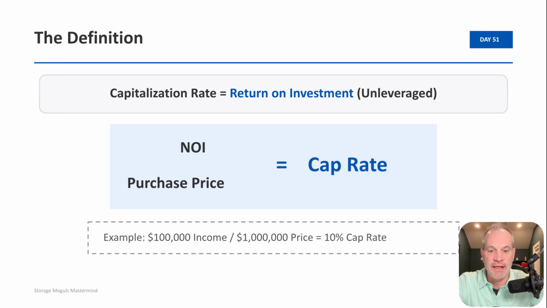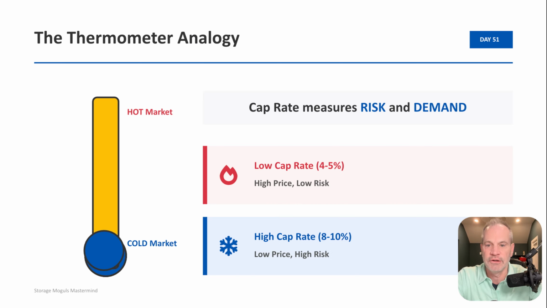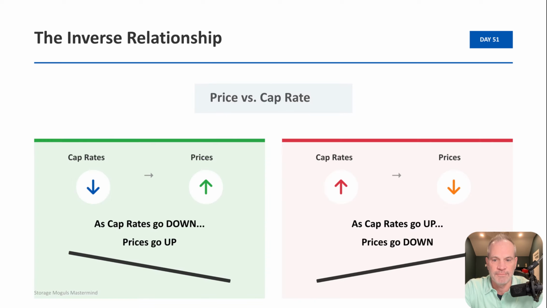So let's use an analogy to make the concept even clearer for you. Think of the cap rate like a thermometer for the real estate market. A low cap rate, say 4 to 5%, indicates a hot market with high prices and lower perceived risk. Conversely, a high cap rate, like 8 to 10%, suggests a cold market with lower prices and higher risk. It's a direct indicator of both the demand for a property and the inherent risk associated with it. This analogy helps us quickly gauge market sentiment and investor safety at the same time. And understanding this relationship is key to making informed decisions, which leads us to the next point.